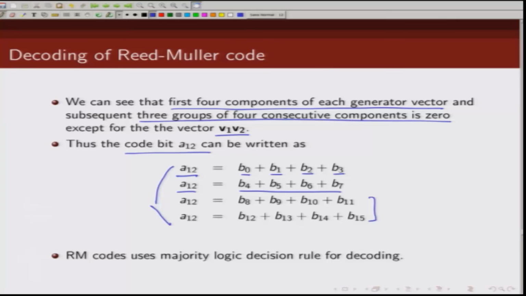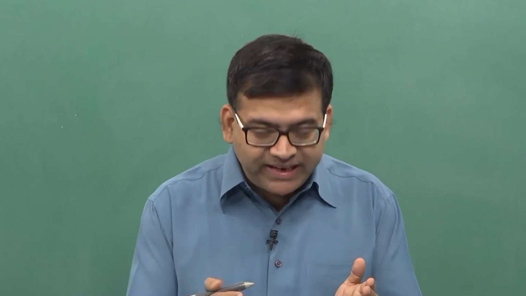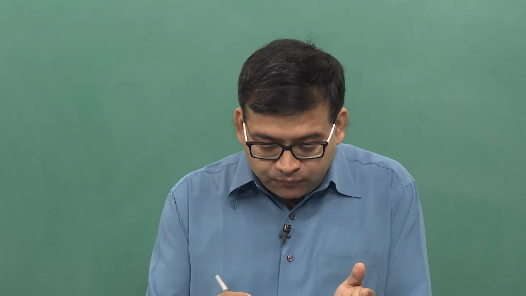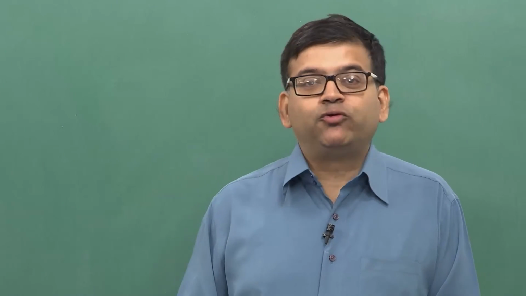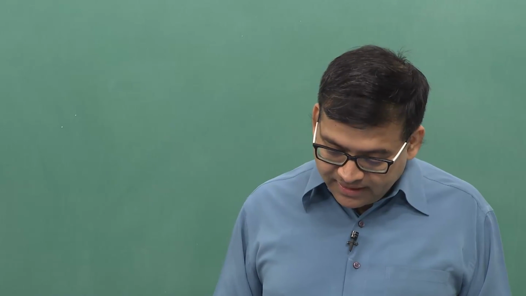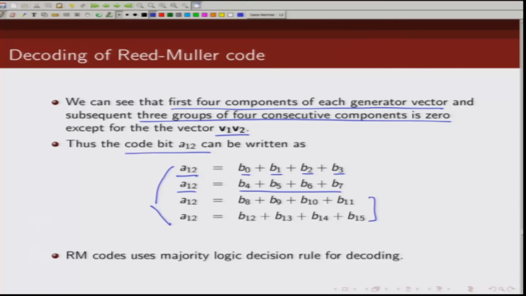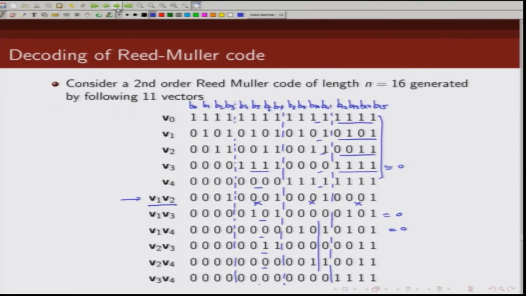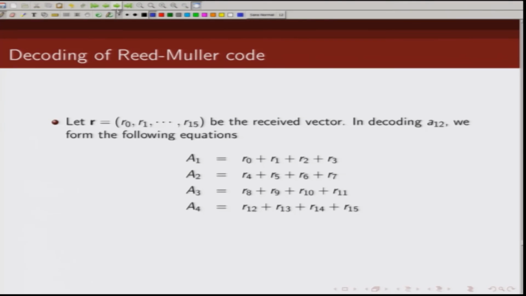But if there is a single error, let us say there is an error in some bit location B1, then A12 here would be different from what A12 I am getting from the other 3 equations, and then I will use majority logic decoding. What is majority logic decoding? I will take the majority decision. If 3 of them are saying A12 is 0, then I will go for 0, otherwise I will go for 1. Okay. So, this is how I can decode bit A12. And this will be repeated for decoding other bits as well.